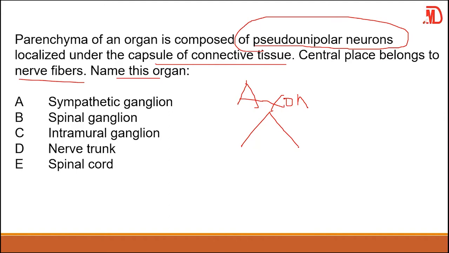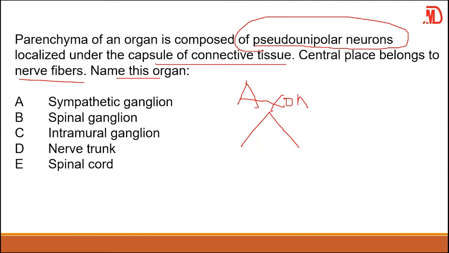Where can we locate the central part? Spinal cord. The spinal cord, exactly. So, good. Now, the central part can be located in the spinal cord, no wahala. But when we deal with that, it means the cell body should be found in the spinal cord or in the spinal system. Let me put that in the spinal cord system.